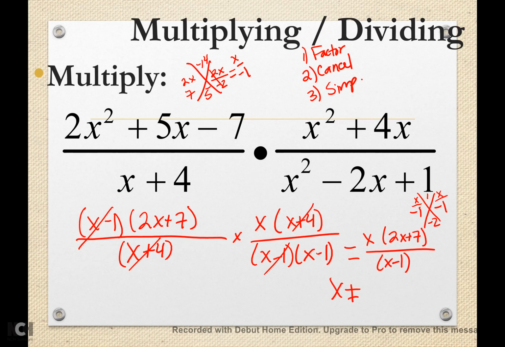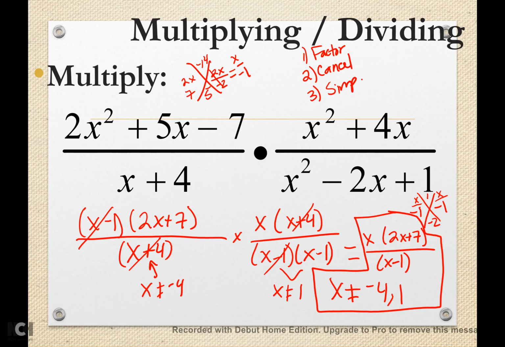Now, remember what I said. We're only looking at the denominator. So one of the denominators was x plus 4. So the restriction on that is x cannot be negative 4. The other denominator had the same exact factor, so it's going to give you the same exact restriction. X can't be 1. So I'm going to say x can't be negative 4. X cannot be 1.